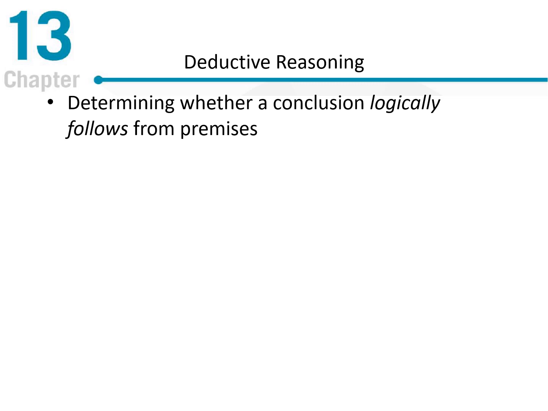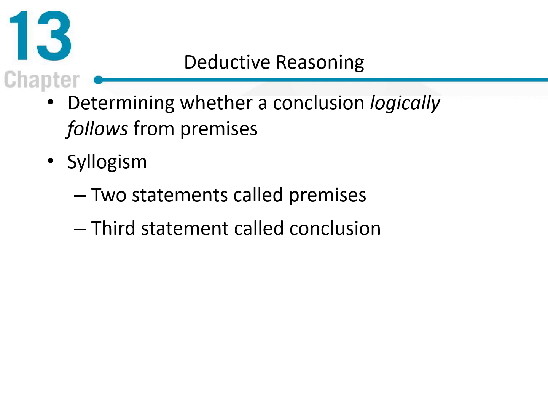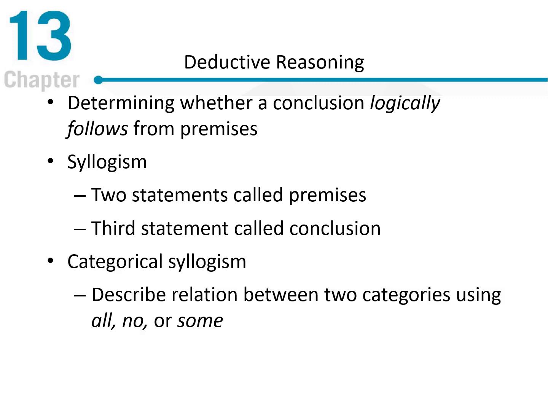Now we move on to a different type of reasoning. We've been talking about inductive reasoning this whole lecture so far, and now we move to something a bit different: deductive reasoning. This is about determining whether a conclusion logically follows from the premises, or what's coming before. For example, in a syllogism, we have two statements called premises, made before, and then the third statement is called the conclusion. The idea is to see if the third statement logically follows the first two. We have things like categorical syllogisms, which describe the relation between two categories using the words all, no, or some, for example.